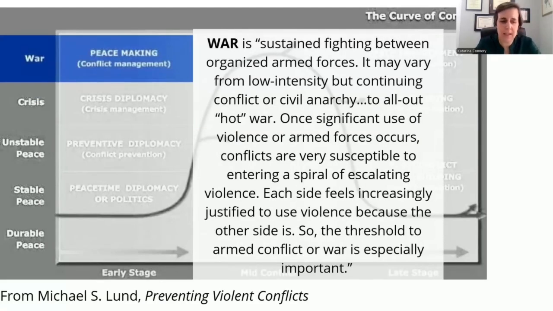The final stage in the curve of conflict is war. This is from Lund: war is sustained fighting between organized armed forces. It may vary from low intensity but continuing conflict or civil anarchy to an all-out hot war. Once significant use of violence or armed forces occurs, conflicts are very susceptible to entering a spiral of escalating violence. Each side feels increasingly justified to use violence because the other side is. So the threshold to armed conflict of war is especially important.